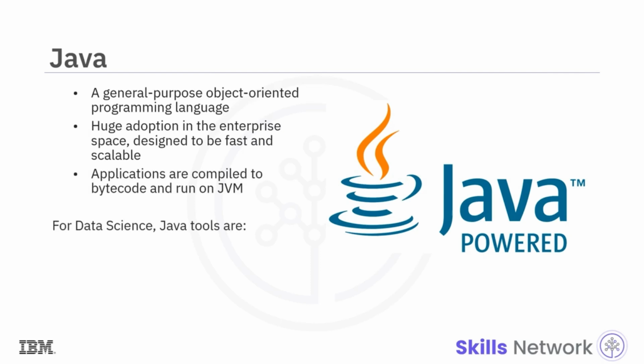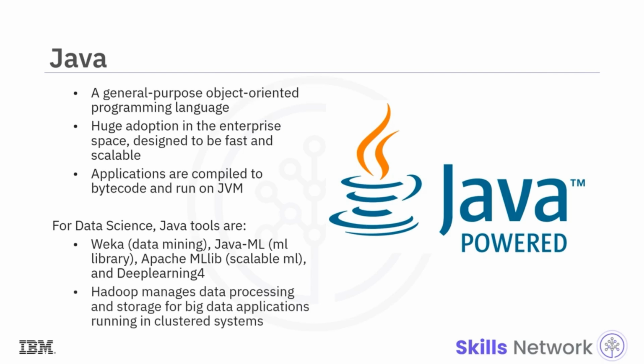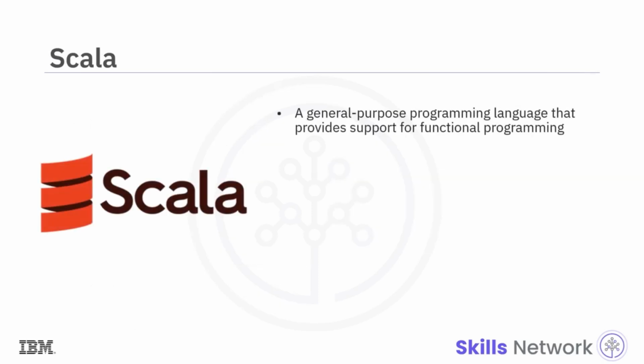Some notable data science tools built with Java include Weka for data mining, Java ML for machine learning, Apache MLlib, which makes machine learning scalable, and Deep Learning 4 for deep learning. Hadoop is another application of Java, which manages data processing and storage for big data applications running in clustered systems. Scala is a general-purpose programming language that provides support for functional programming and is a strong static-type system.